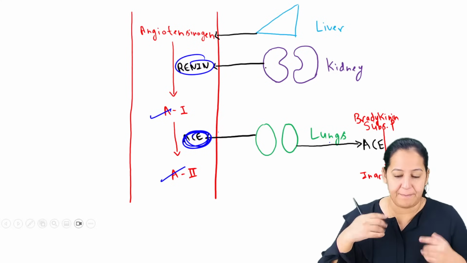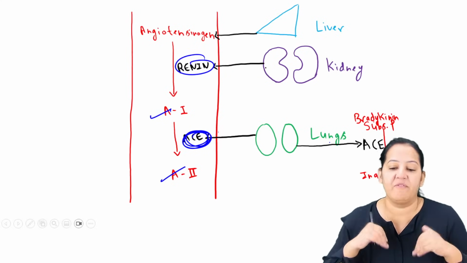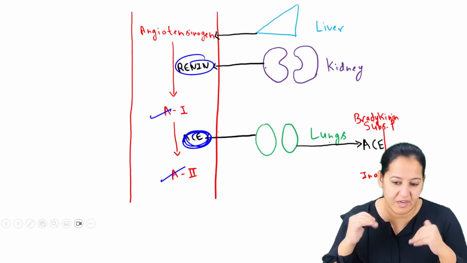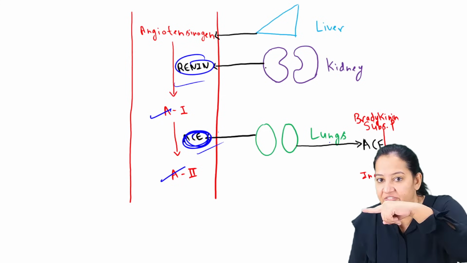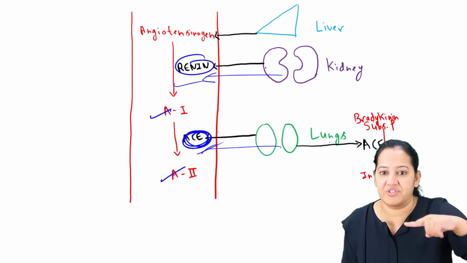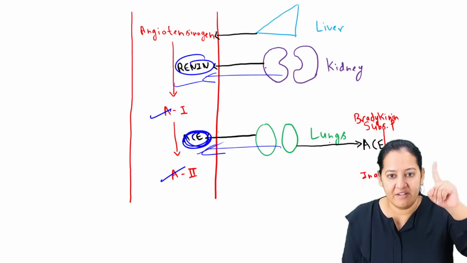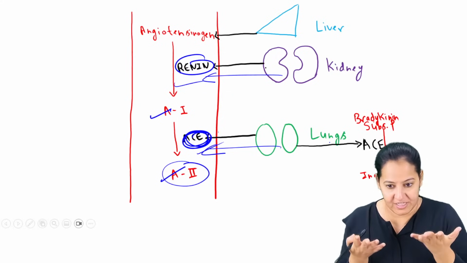If I have a fall in my BP, currently I'm talking with you, just suppose my BP falls, by any reason it falls, it fluctuates, it is falling. So inside my blood, renin and ACE will come immediately. Kidney will flush the renin and lung will flush the ACE. And they will ultimately form angiotensin 2 and that will maintain my BP again.